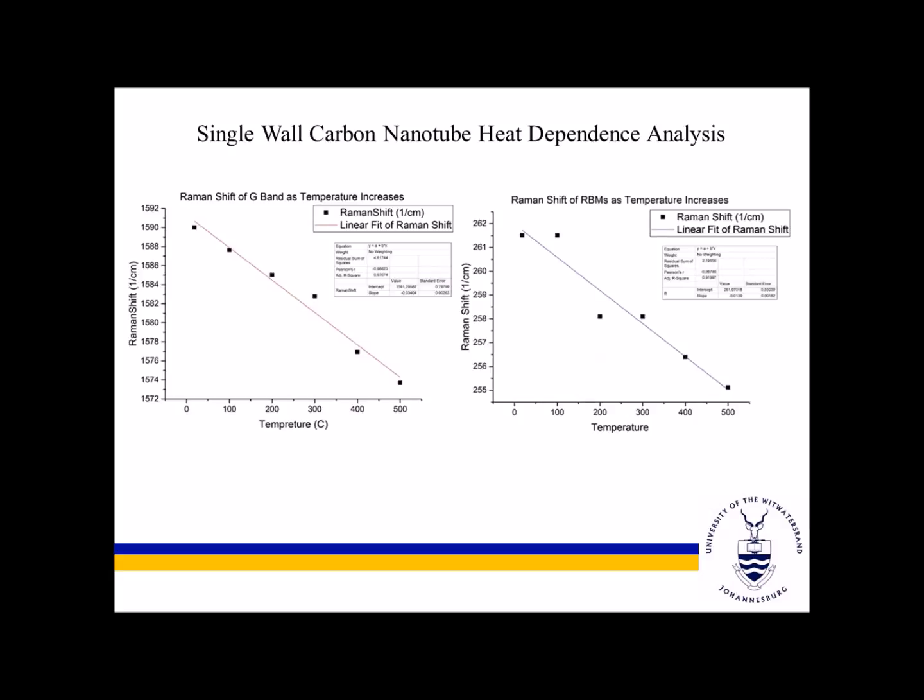The next two graphs indicate the relation between Raman shift and temperature. On the right, we have the radial breathing mode graph, which has a gradient of about negative 0.01. On the left, we have the G bands, with gradients of about negative 0.03. This indicates the radial breathing modes are less affected by thermal heating than the G bands.